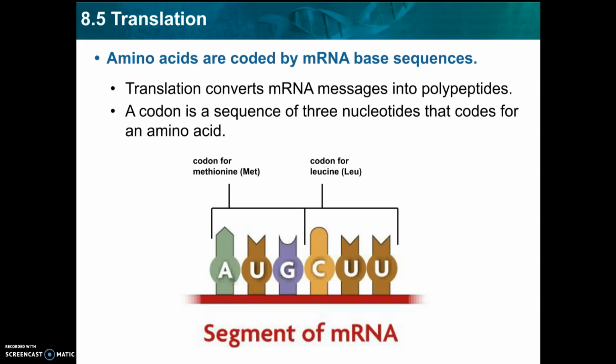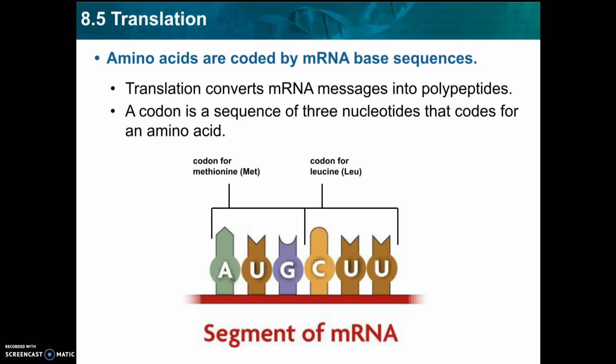All right, so you might be asking yourself, how does RNA become a protein, right? So there's an actual translation technique that scientists have derived over many, many years, and that is that amino acids are coded by mRNA-based sequences. Translation is going to be converting mRNA messages into polypeptides, which was what we already said. So a codon is a sequence of 3 nucleotides that codes for 1 amino acid.